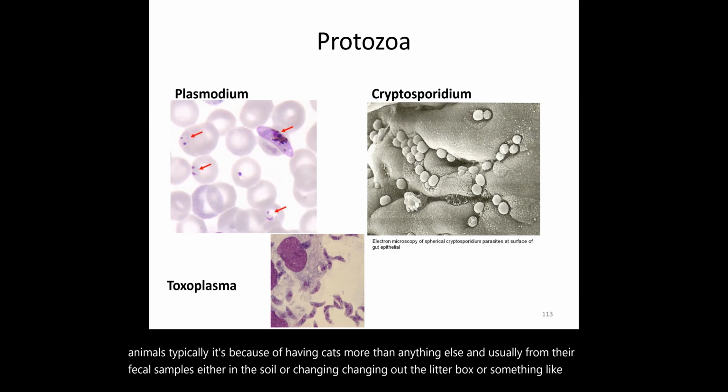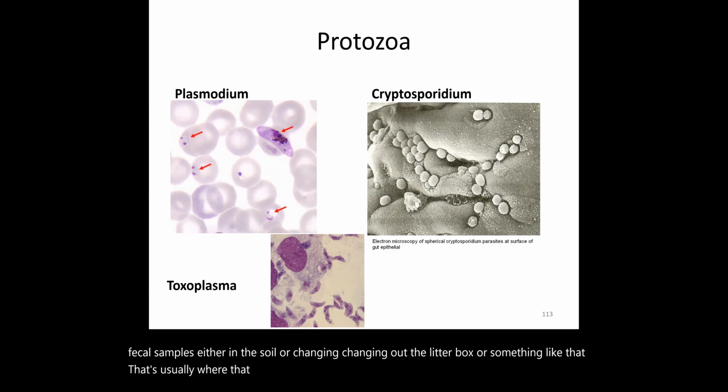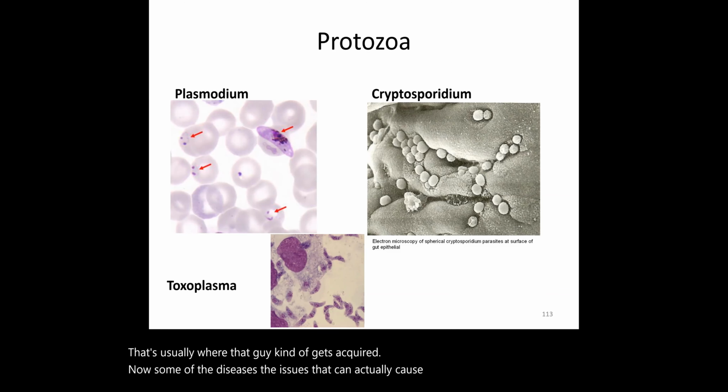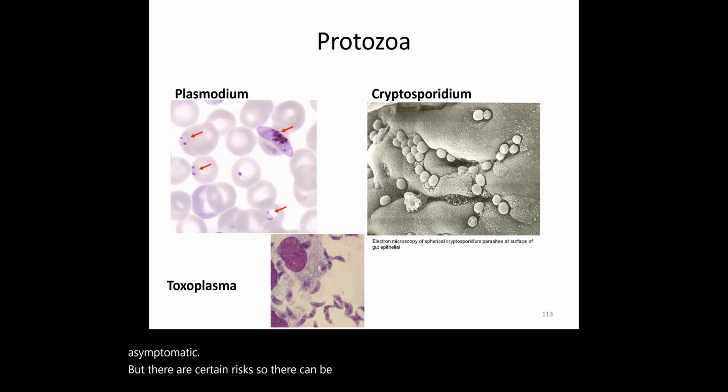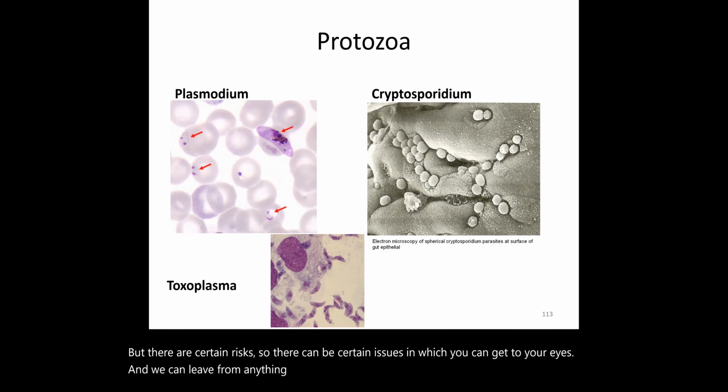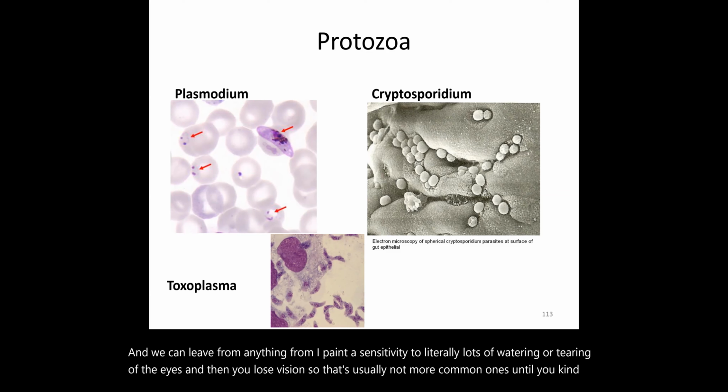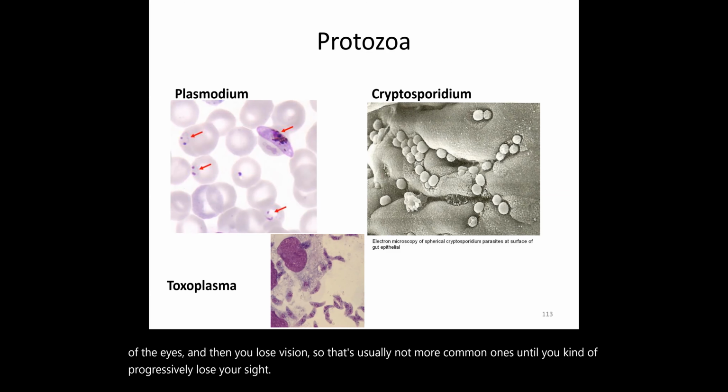That's usually where that guy kind of gets acquired. Now, some of the diseases, the issues that can actually cause, most of the people are kind of asymptomatic, but there are certain risks. So there can be certain issues in which it can get to your eyes, and it can lead from anything from eye pain to sensitivity to literally lots of watering or tearing of the eyes, and then you lose vision. So that's usually one of the more common ones, and until you kind of progressively lose your sight. So that's one version.